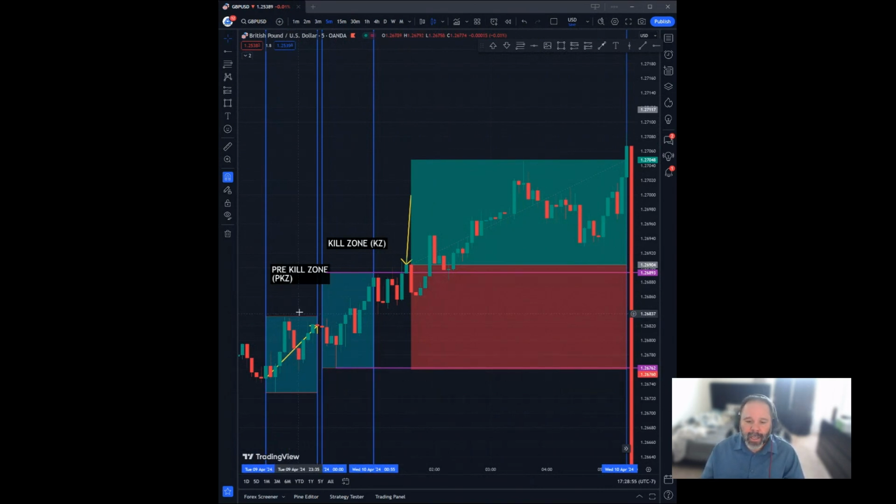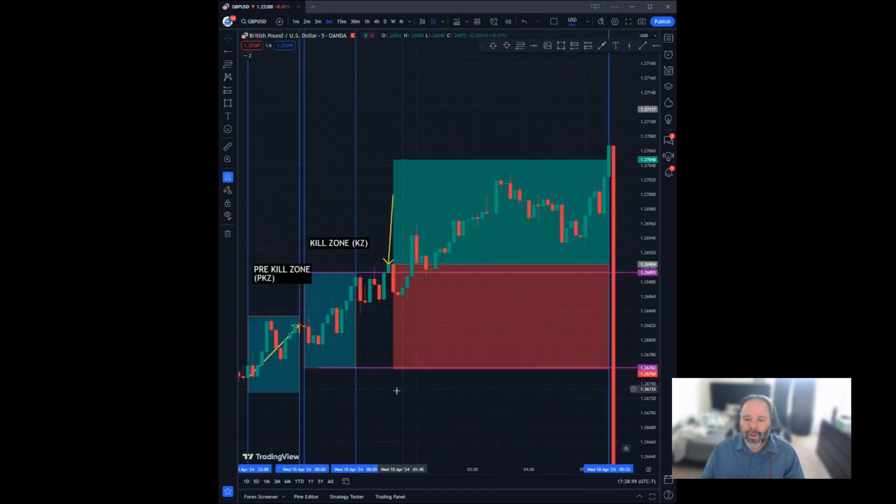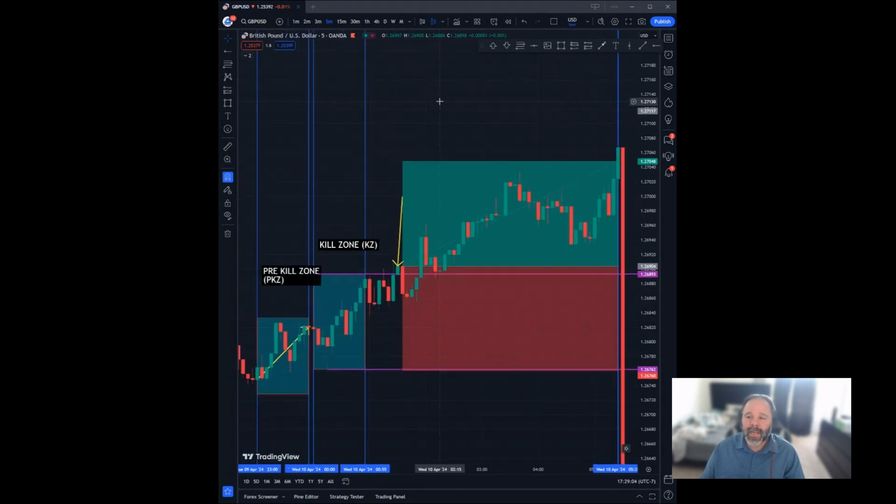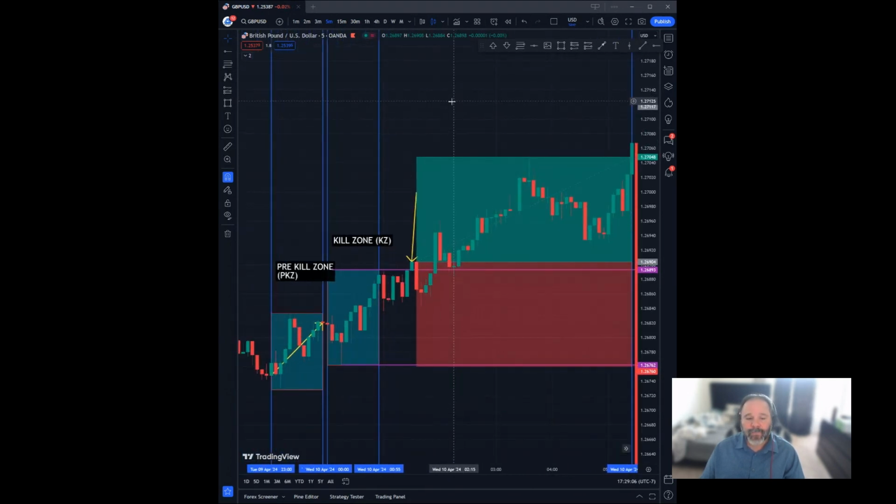So I lost 1% here. Then I went into the kill zone, and right here I made 1%. So basically, I broke even. Now you have to understand this, that we work with probabilities. You need to be careful how much money you risk because you can lose both trades. Okay, this strategy doesn't mean that you will never lose.